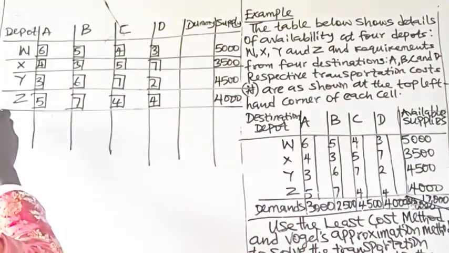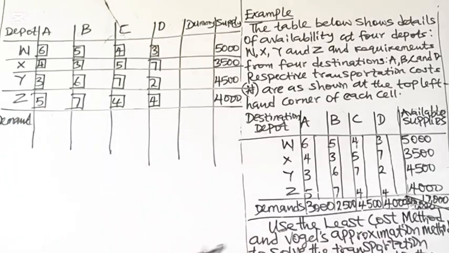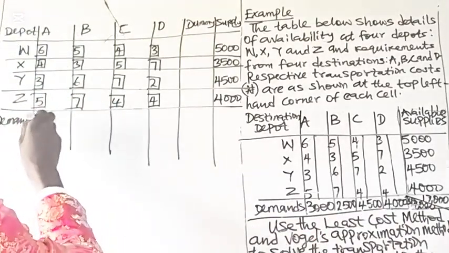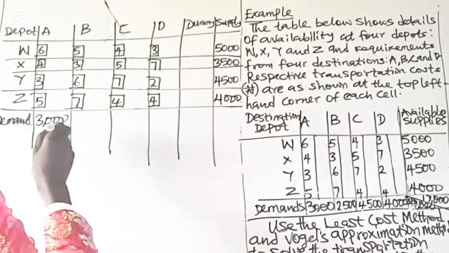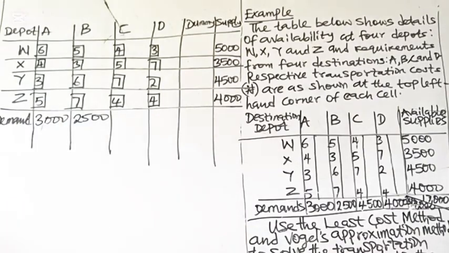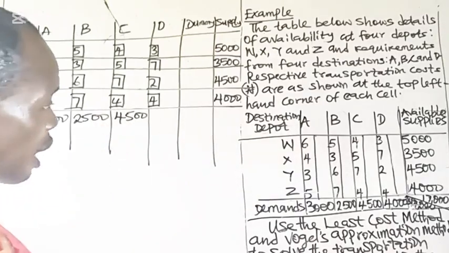Then demand, we have 3,000, 2,500, 4,500, 4,000.